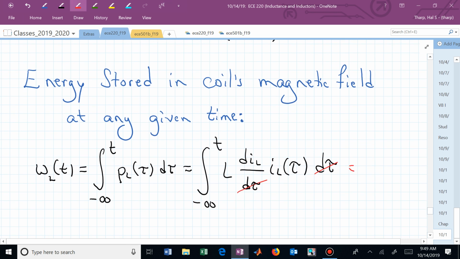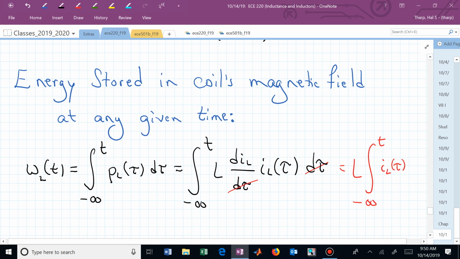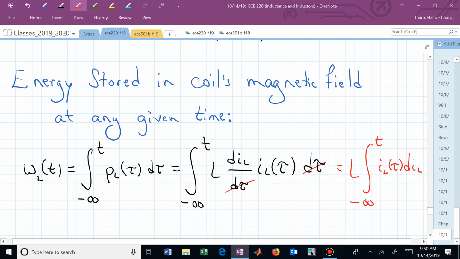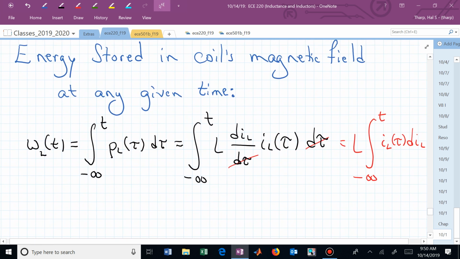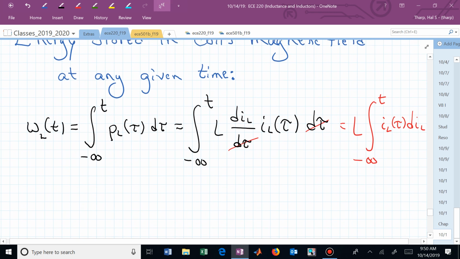We now have this integral. L is a constant. We're assuming it's not varying with time, so let's slide it out. But you could have a variable inductor. We won't. Let's just slide it outside the integral. We now are integrating from minus infinity to t of i sub L of tau di sub L. What's the integral of x dx? That's what we have. We have the integral of i di.